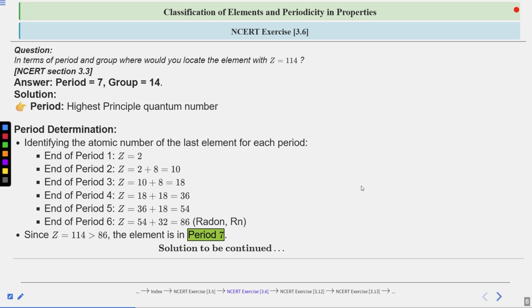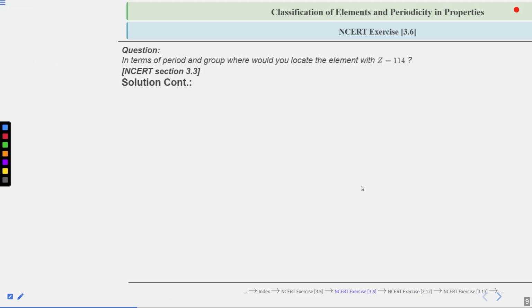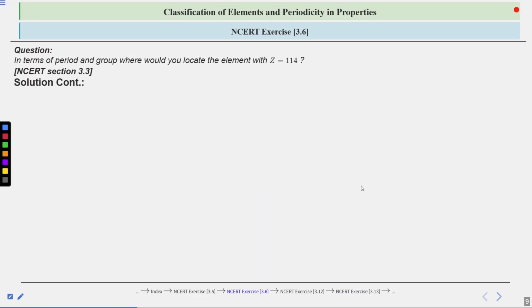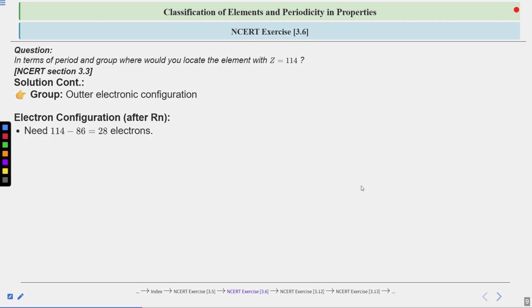Now let us move to the group determination. How will you identify the group? I guess it is very simple. You just have to know the outer electronic configuration. So the outer electronic configuration after radon is 28 electrons. So there are 86 electrons up to radon. We know it because the atomic number of radon is 86. We have seen it. We have calculated that part. Now 86 have been filled.